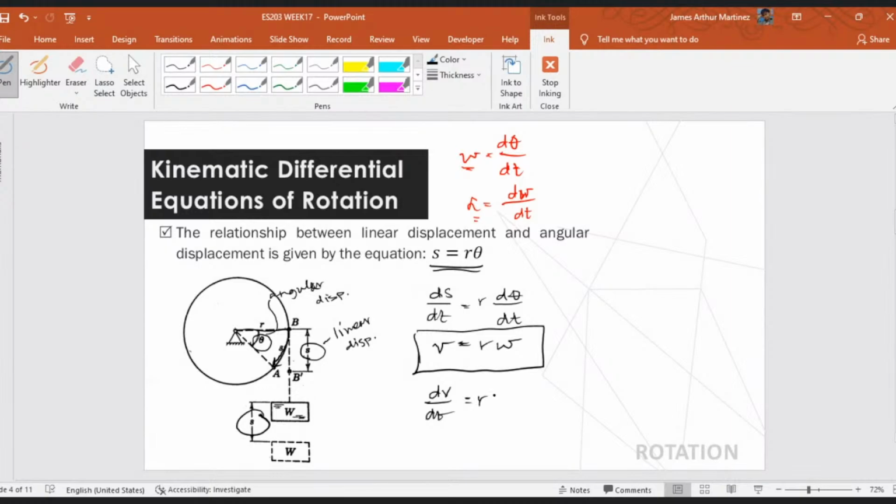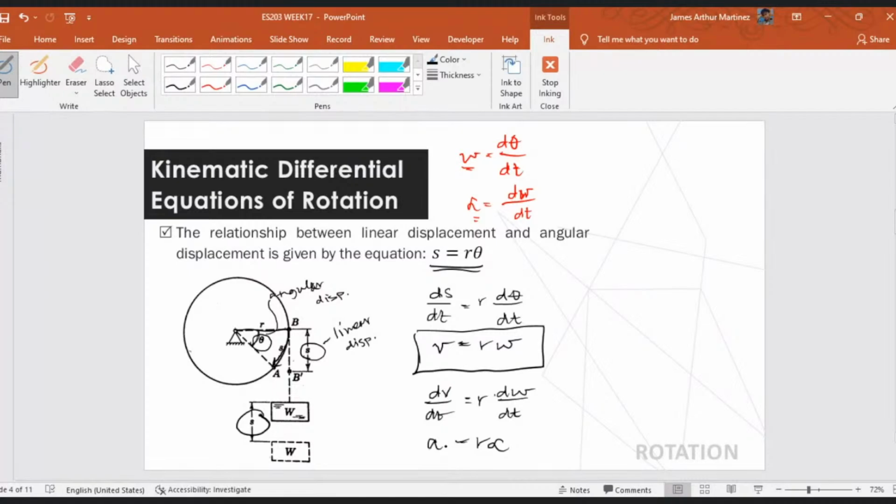So radius times d omega over dt. So dv over dt is just acceleration, right? Equal now to the radius times this rate of change in angular velocity with respect to time. So it is still the rate of change of velocity, but it is angular velocity. So angular acceleration is what we call it, okay?